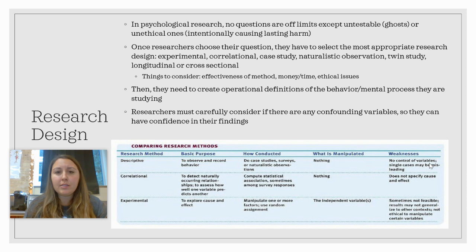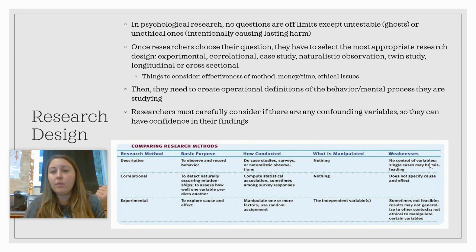So the steps of choosing a research design: once researchers choose their question, they have to choose which study method is going to be most appropriate. Is it going to be experimental, correlational? Are they going to use a case study, a naturalistic observation? Are they going to compare twins, maybe if they want to get at a nature-nurture kind of question? Are they going to use longitudinal or cross-sectional, which we'll talk about more in our development unit, but that's when you either study the same group of people for a long time or different age groups all at the same time. So researchers have some things to consider.